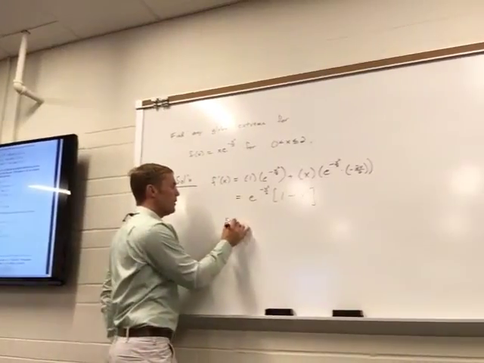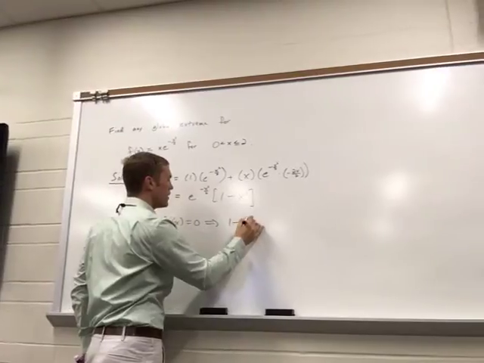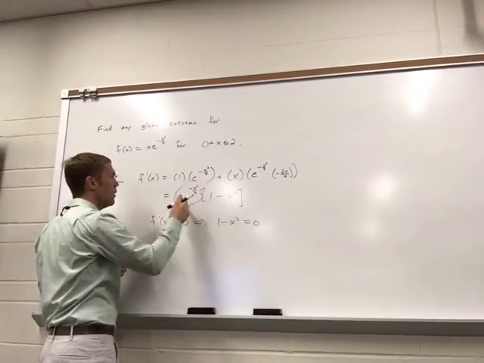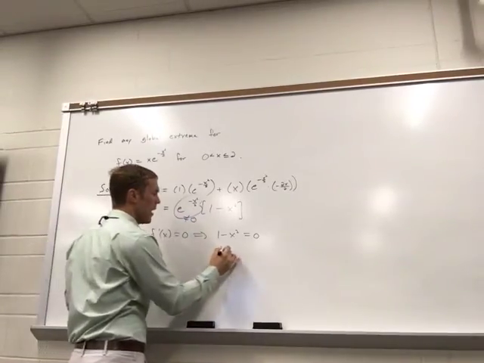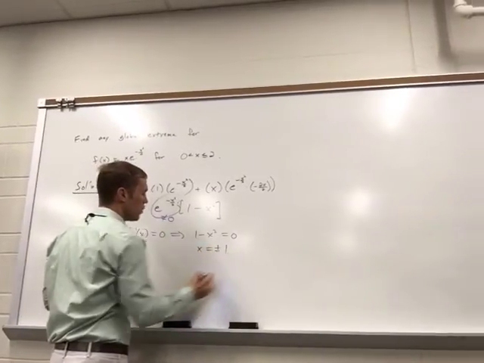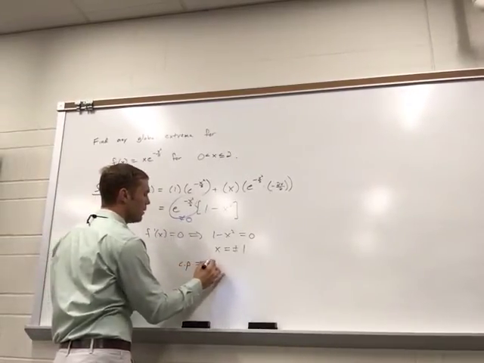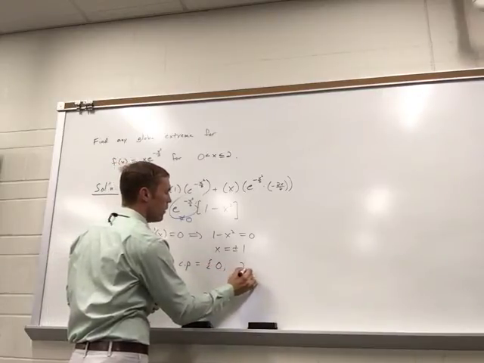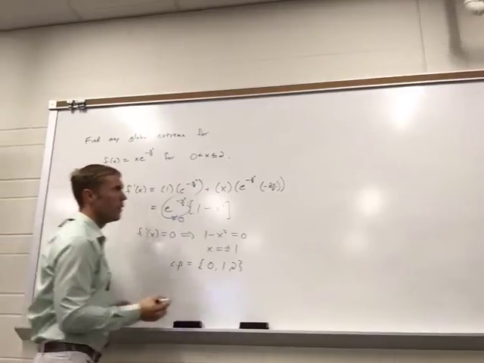So setting the derivative equal to 0 implies that 1 minus x squared equals 0, again because the exponential is not 0. That gives me that x equals plus or minus 1. So my critical points, now I definitely have 0 and 2, but I also get the value 1.